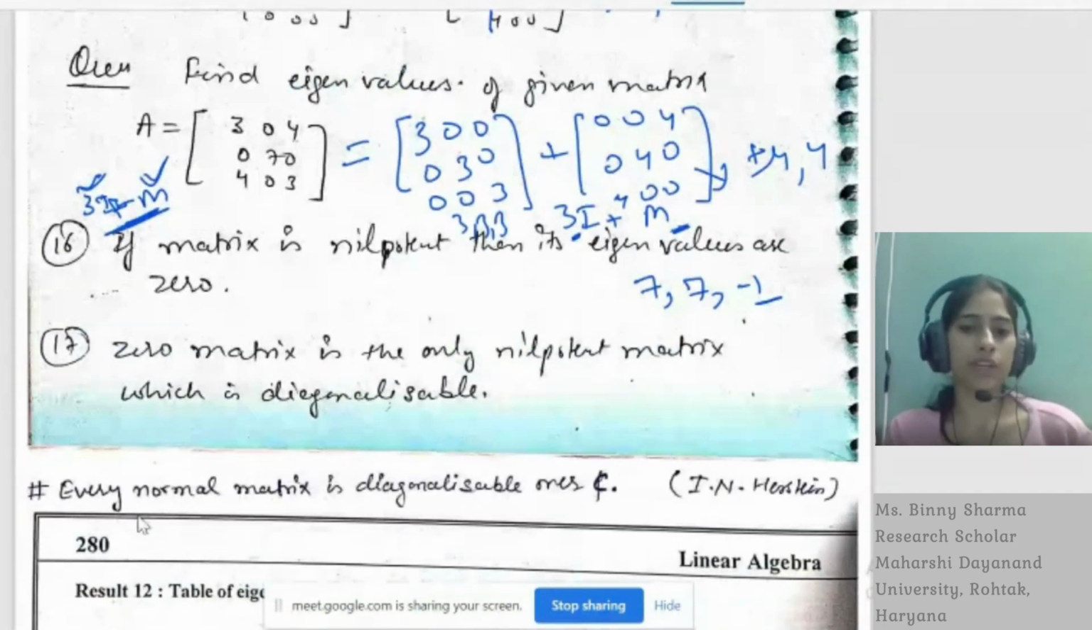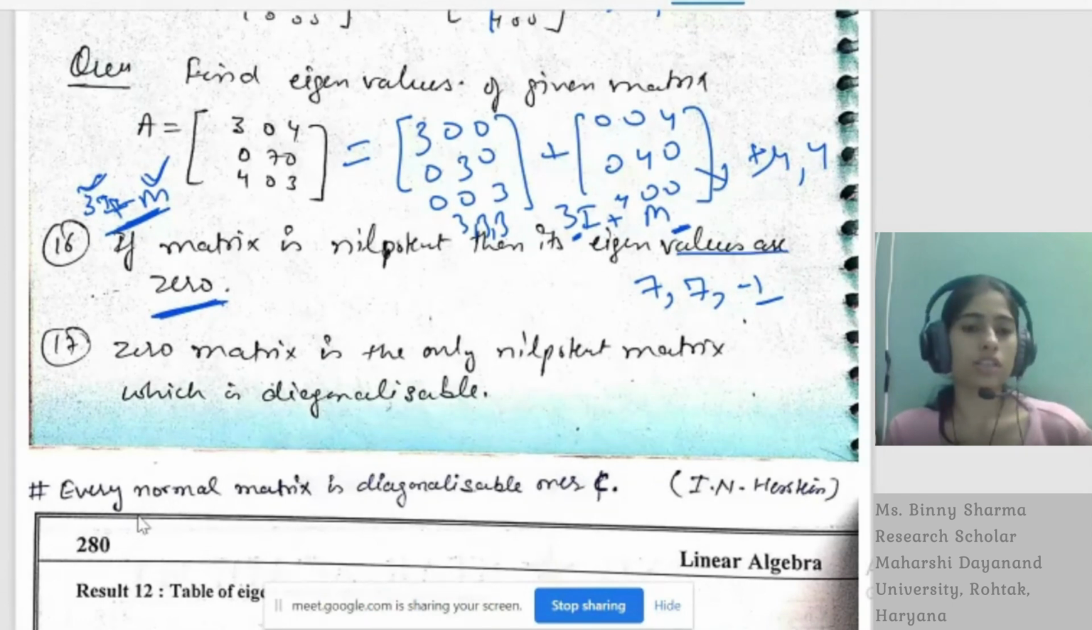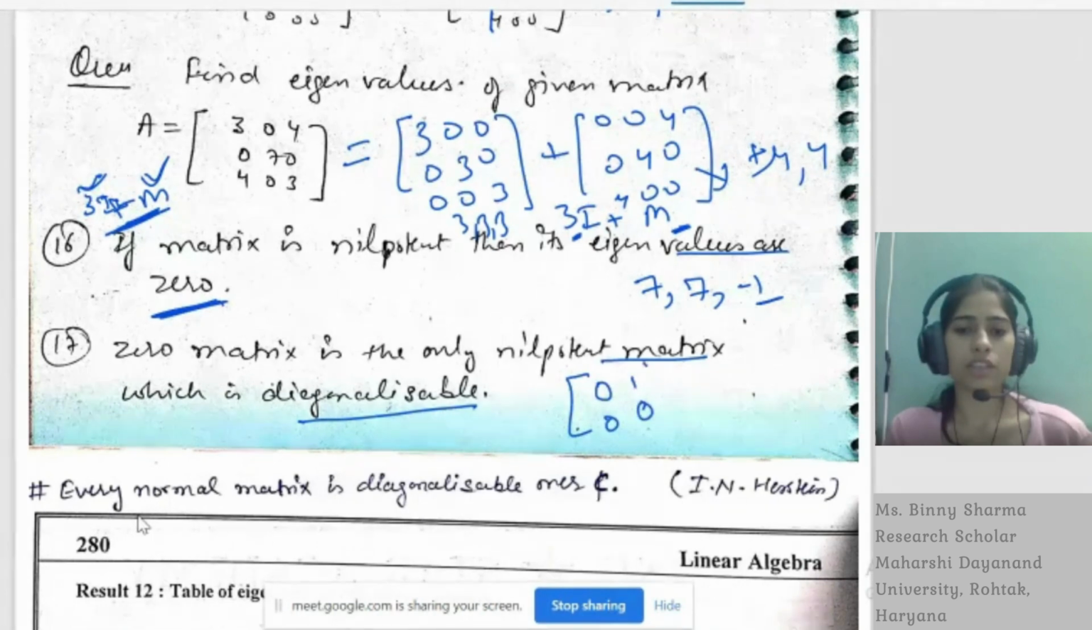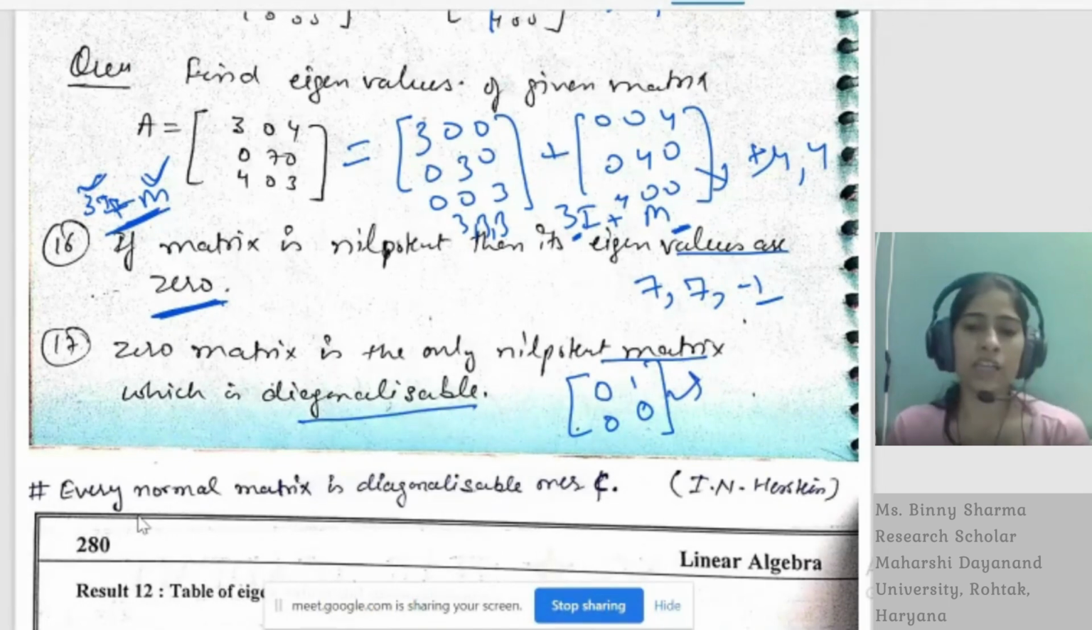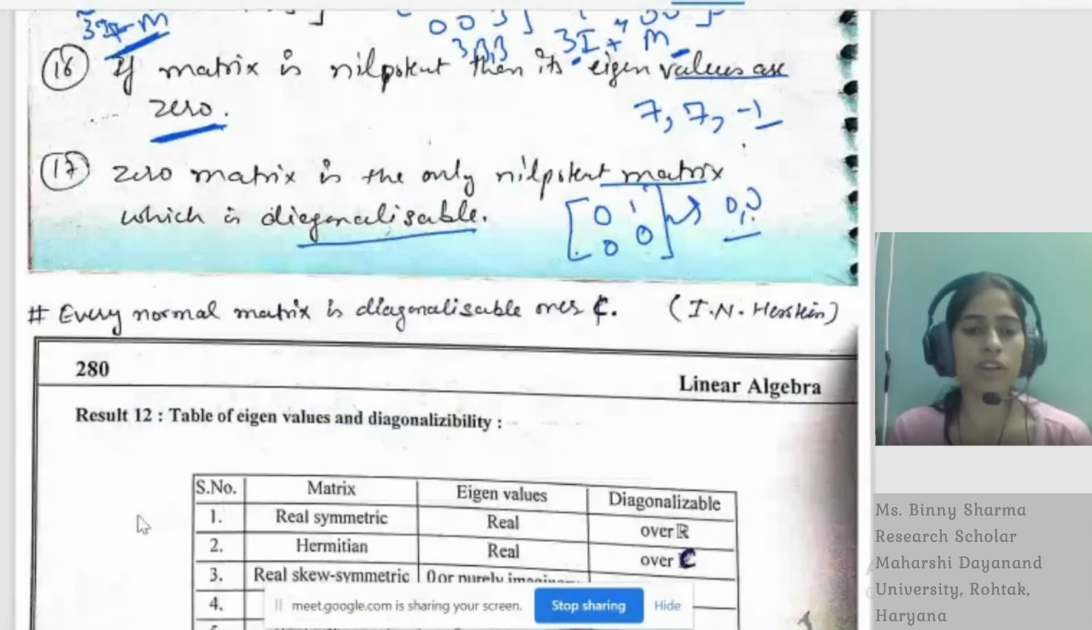If a matrix is nilpotent, its eigenvalues are 0. The zero matrix is the only nilpotent matrix which is diagonalizable. You have seen many examples of nilpotent matrices. This matrix is nilpotent, and it is a non-zero nilpotent matrix; its eigenvalues are 0 and 0, and it is not a diagonalizable matrix. Only the zero matrix is the only nilpotent matrix which is diagonalizable.